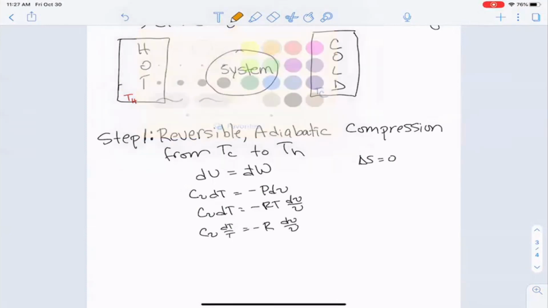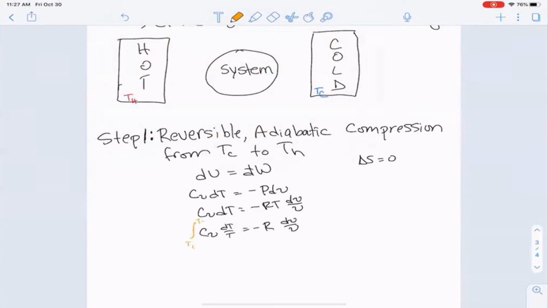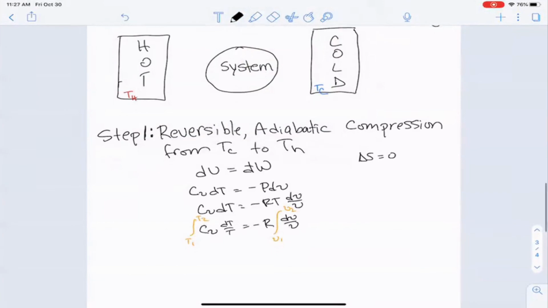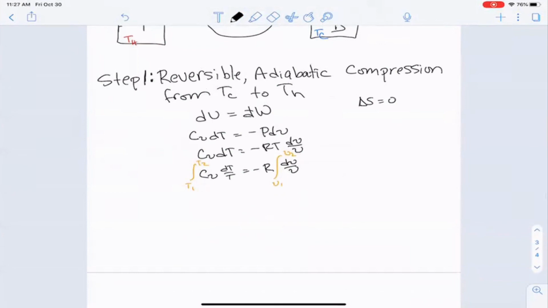And if I integrate from the initial condition to the final condition, we'll develop the same expression that we've had in our class a couple of times now, and that is that the integral from T1 to T2 of CV dT over T equals minus R times the natural log of V2 over V1, right? Or because you guys know that I don't particularly like to have negatives in front of logs, that's R times the natural log of V1 over V2.